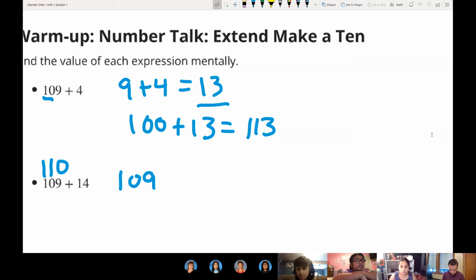1. Okay. And if we're adding 1 to it, what happens if we take that 1 from 14? What does 14 become? It becomes a 4.